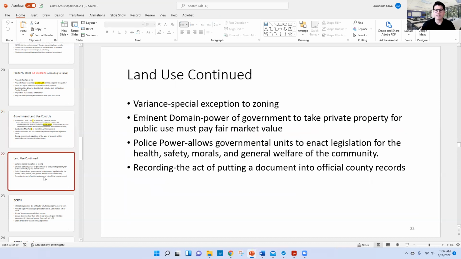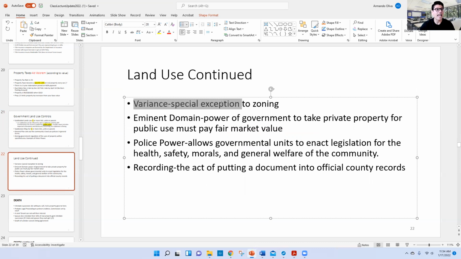Now, maybe you feel that zoning is overly burdensome to you, right? You might be able to get a variance, a special exception to zoning. Eminent domain, the power of government to take your property. Now, they must use it for public use, and they must pay you fair market value.